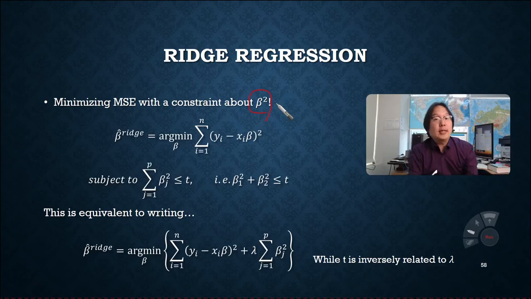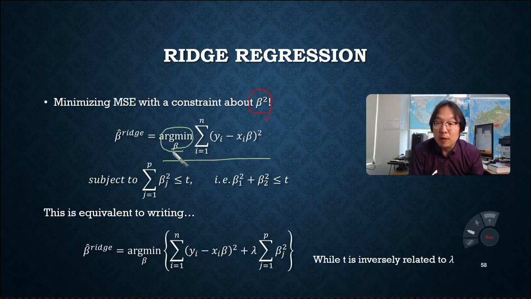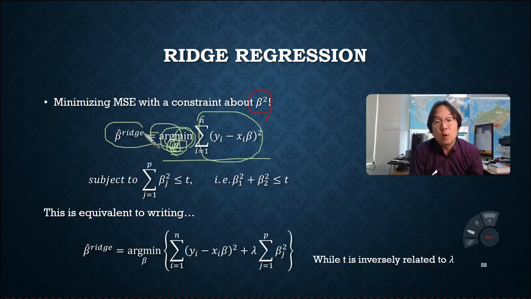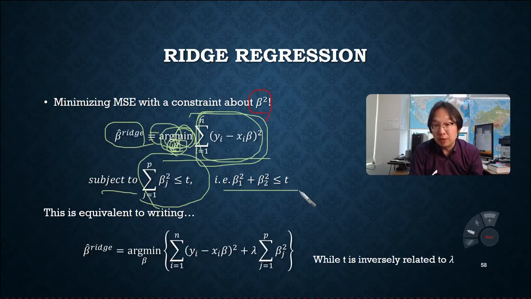Anyway, beta hat for ridge regression looks like this. It says argmin over beta, where argmin means the argument that minimizes the following formula. The argument should be beta. What is the beta that minimizes the following, subject to this condition? That's ridge regression.